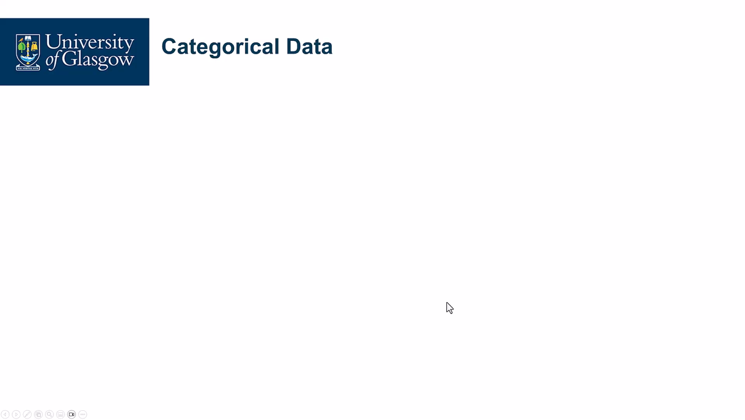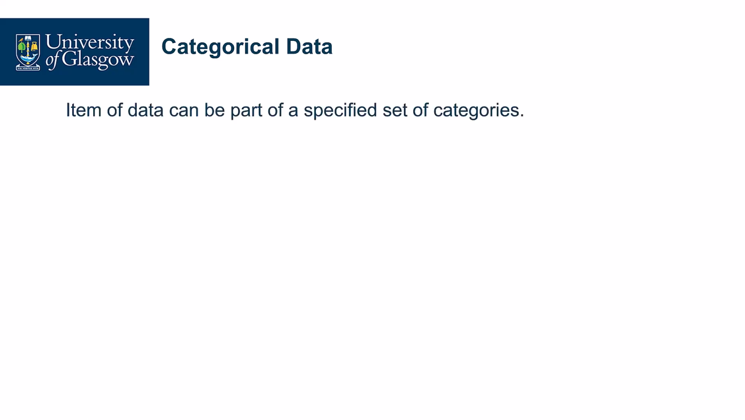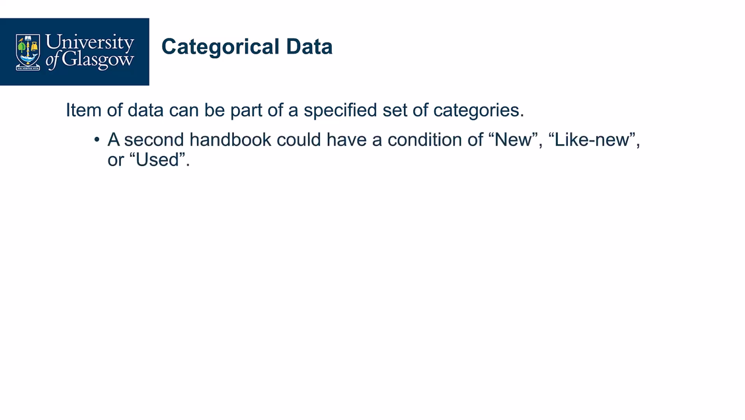First, what is categorical data? For some data, they can be part of a specified set of categories. For example, you have a second-hand book. It can be new, like new, or used, one of these categories. If you have a car, it can be 3 wheels or 4 wheels, right?